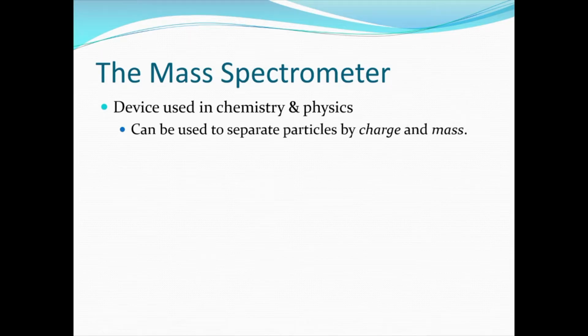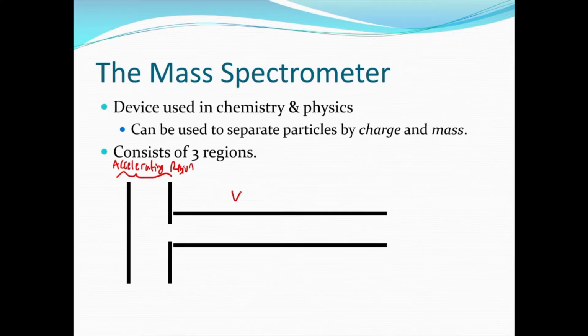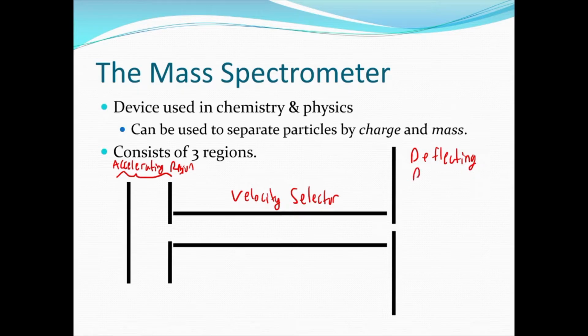So the mass spectrometer consists of three parts. The three regions of a mass spectrometer are as follows. There's the first section, the beginning of the mass spectrometer, which is the accelerating region. And then it's followed by a region called the velocity selector. And then the final region is the deflecting region. We'll discuss what each of these regions does.